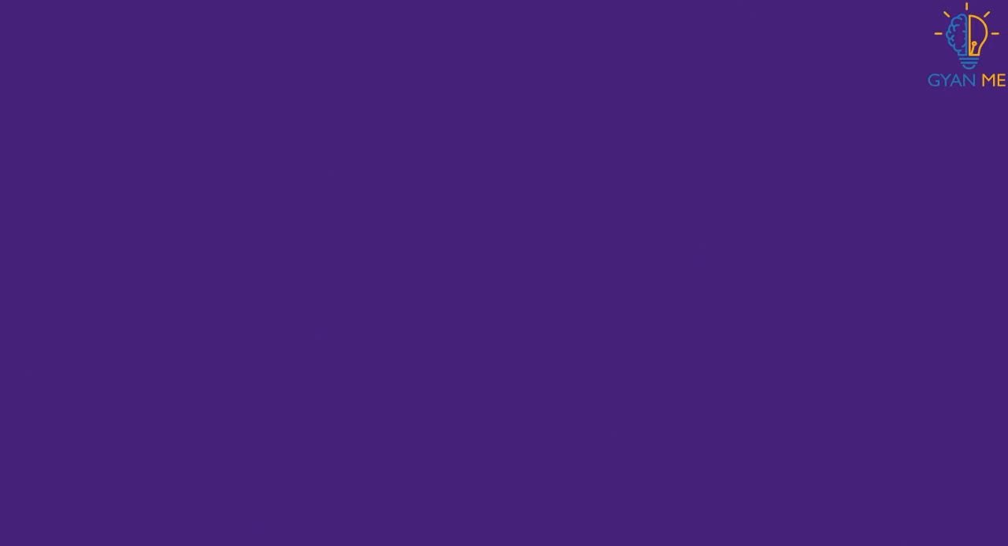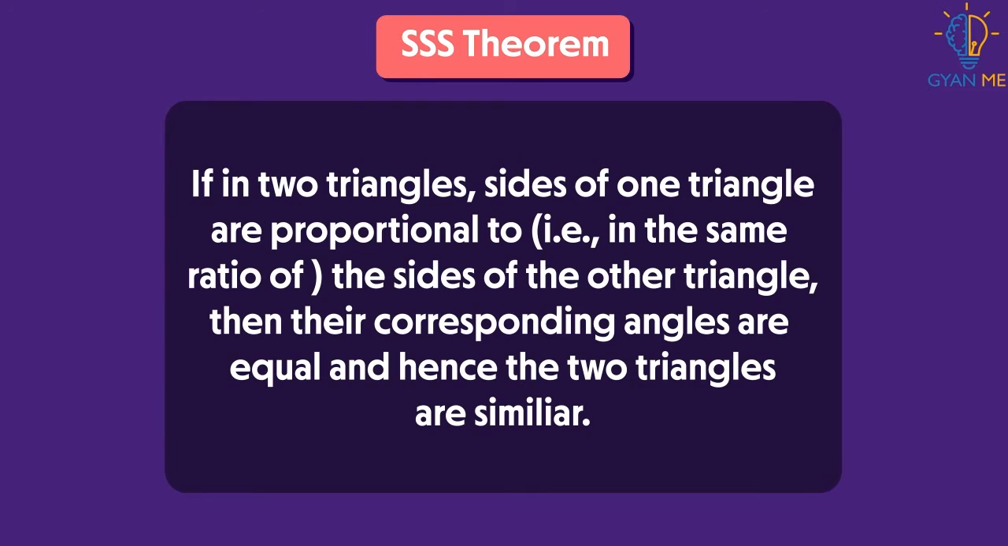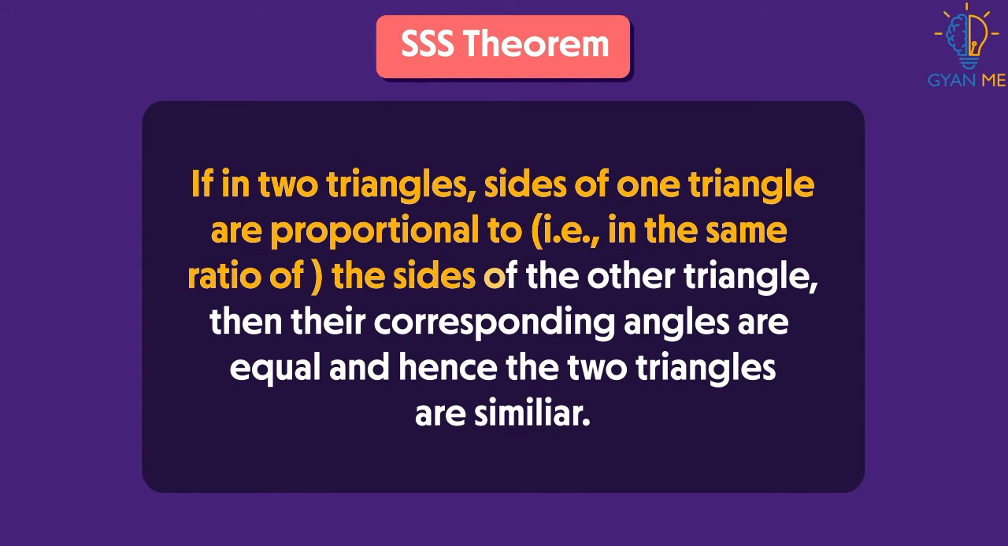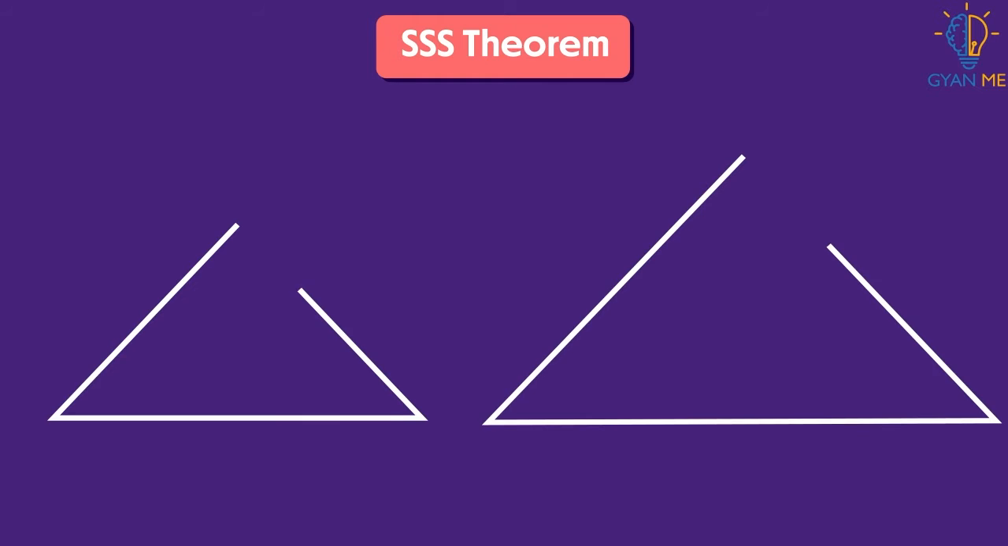Absolutely. We call this the side or SSS theorem of similarity, which says if in two triangles, sides of one triangle are proportional to the sides of the other triangle, then their corresponding angles are equal, and hence the two triangles are similar. Now to prove this theorem, let's make two triangles, ABC and PQR.